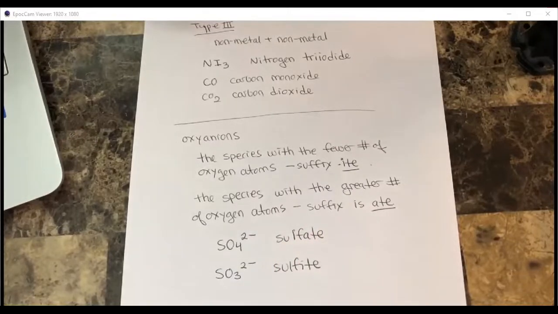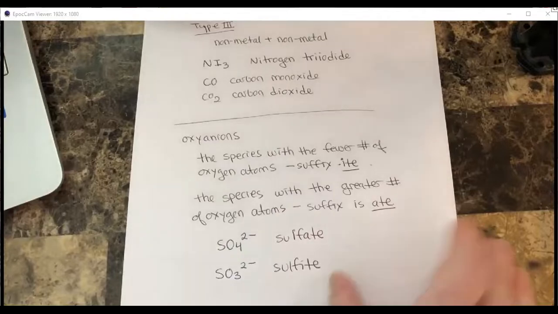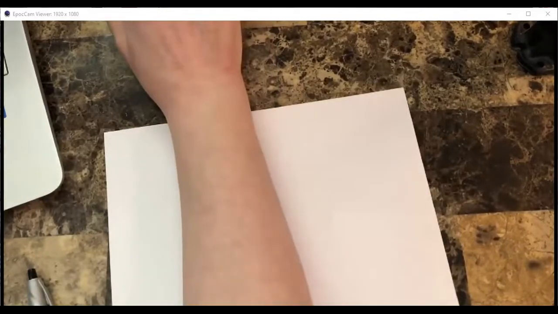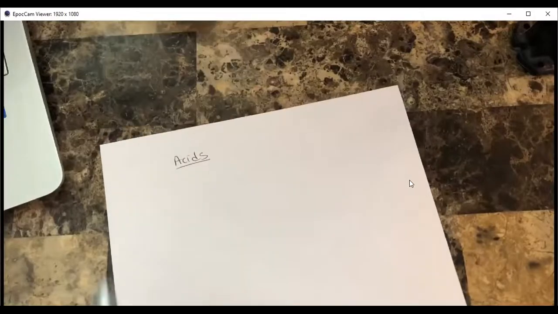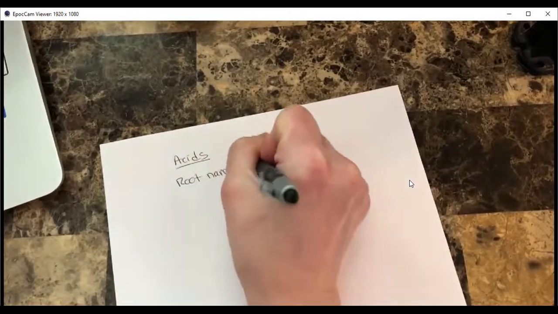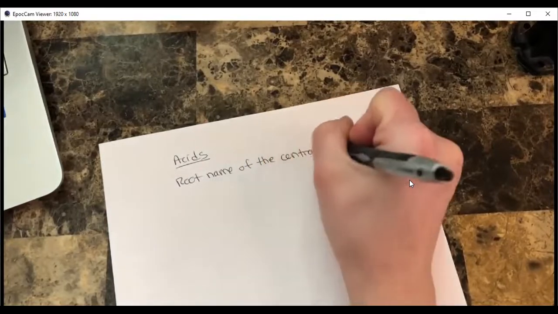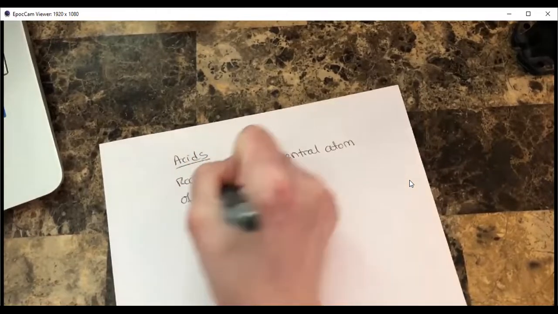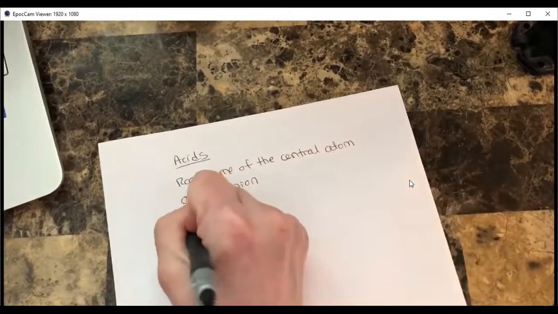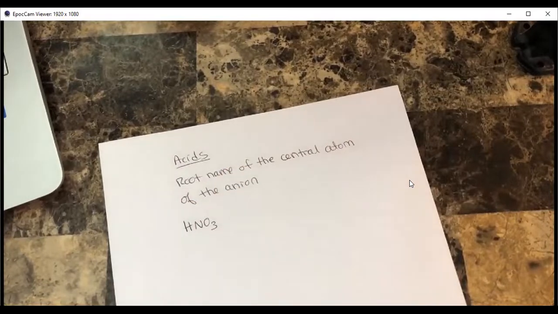Right? We talked about naming acids, and let's get another sheet of paper. So when you're naming acids, let's look at... Sorry about that, my screen went away. Okay, so when you're naming acids, we're going to take the root name of the central atom of the anion. Let's use this one as an example, HNO3. We're going to be adding ic if the polyatomic part of it ends in ate.